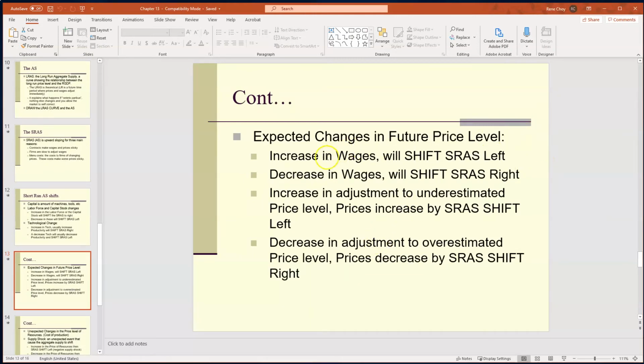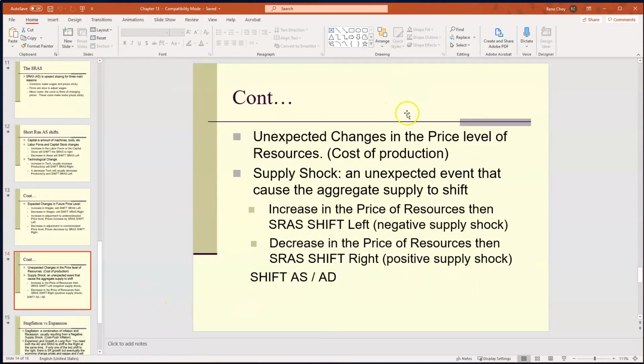Expectations about changes. So if you have an increase in wages, for example, then the short-run aggregate supply will shift to the left. A decrease in wages will make the short-run aggregate supply shift to the right. An adjustment to an underestimated price level: if there's an increase in a price level that was underestimated, then it will make the short-run aggregate supply shift to the left and the price level will move up. If you have a decrease in an adjustment to an overestimated price level, then prices tend to decrease and the short-run aggregate supply will shift to the right.